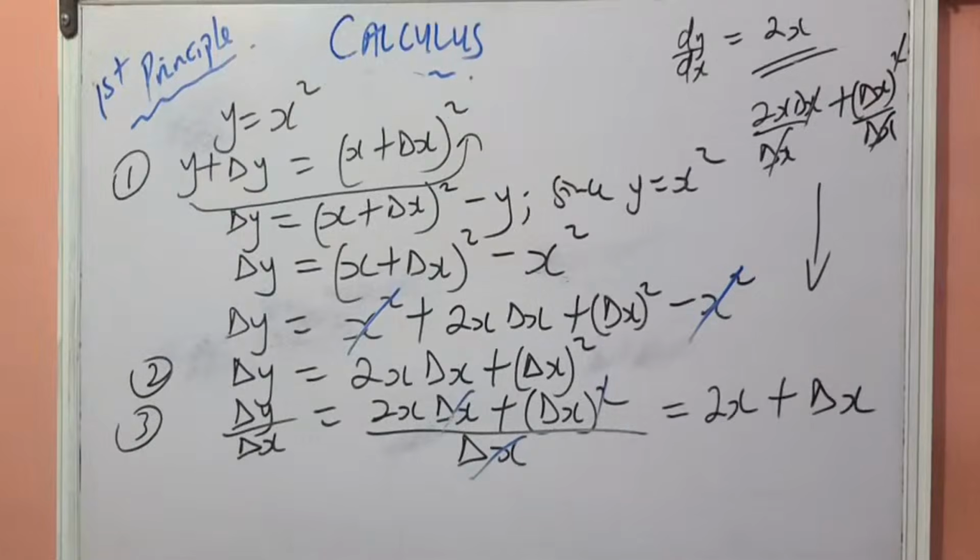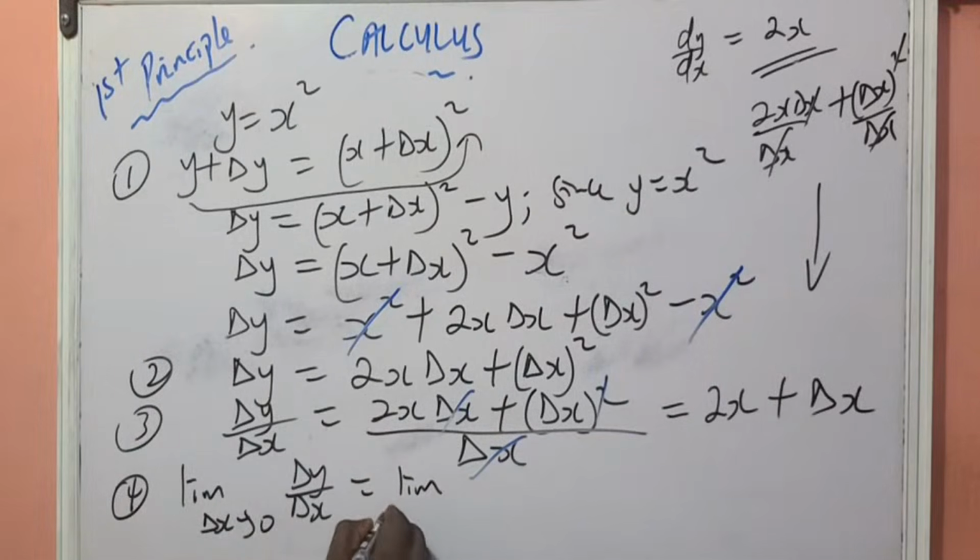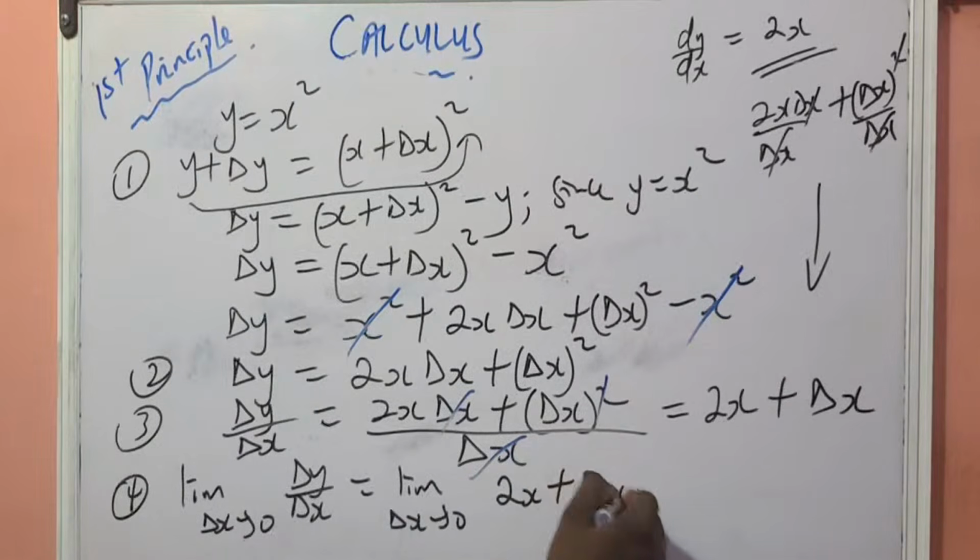And the last step is for you to take the limit of both sides. So you want to take the limit with change in x tending to 0, dy over dx being equal to, of course, you take the limit of this side also, and then you have 2x plus dx. That's step number 3. I told you the key to understanding anything in mathematics is to follow the steps. So we have done step number 1, step number 2, step number 3, step number 4. Now we're taking the limit of both sides with change in x tending to 0.